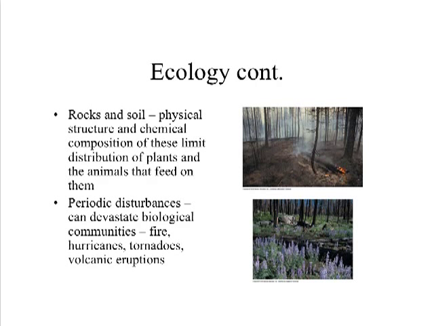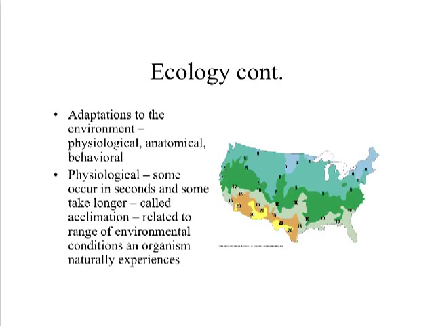And finally, the last abiotic factor that we're going to talk about is periodic disturbances that can devastate communities, like fires, hurricanes, tornadoes, volcanic eruptions. All of these natural disasters are going to definitely affect the communities and organisms that live there. And so we also have to take into account when a natural disaster occurs, how it's going to affect the ecosystem. Now, thankfully, organisms have been created to adapt to their environments, to adapt to these abiotic factors.